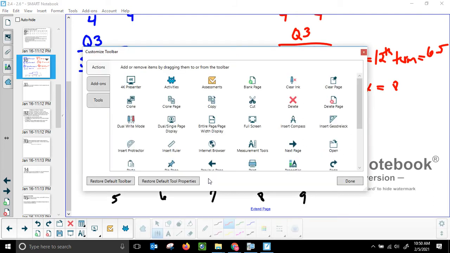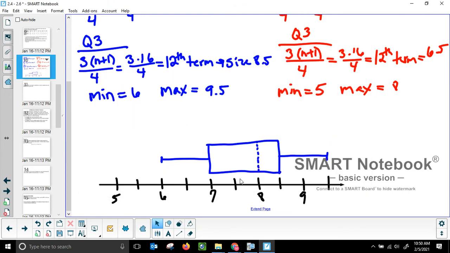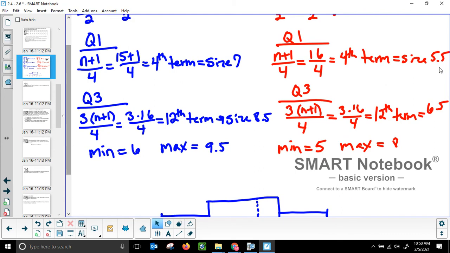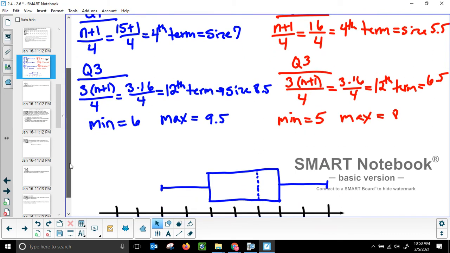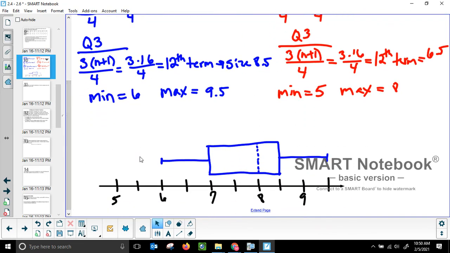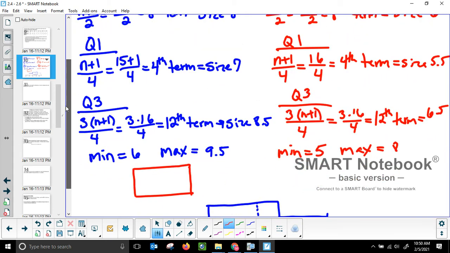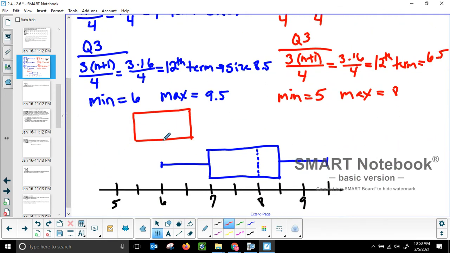All right, for the girls, our Q1, our box goes from 5.5 to 6.5. All right, the median is 6. So I come down here to 6.